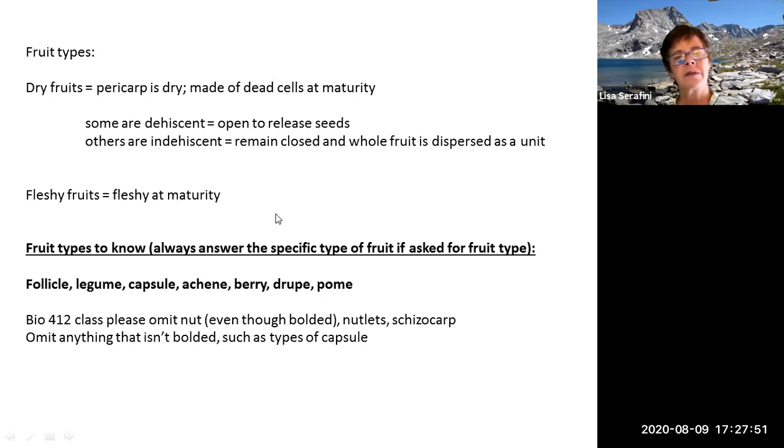And then typically the ones we like to eat are fleshy fruits, where the fruits are fleshy at maturity. So they have often sugary, sometimes starchy tissue there that we like to eat. Now, we are going to learn more specific types of fruits. So if I ask you a fruit type, you should always answer the more specific term. So for Bio 402, we're just going to learn these. These are not that many, believe it or not. And then we'll go on in more detail for field botany.